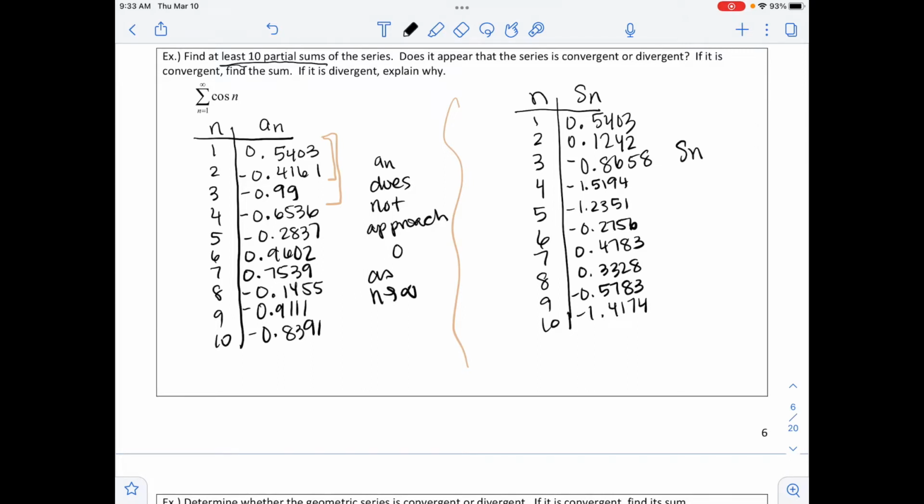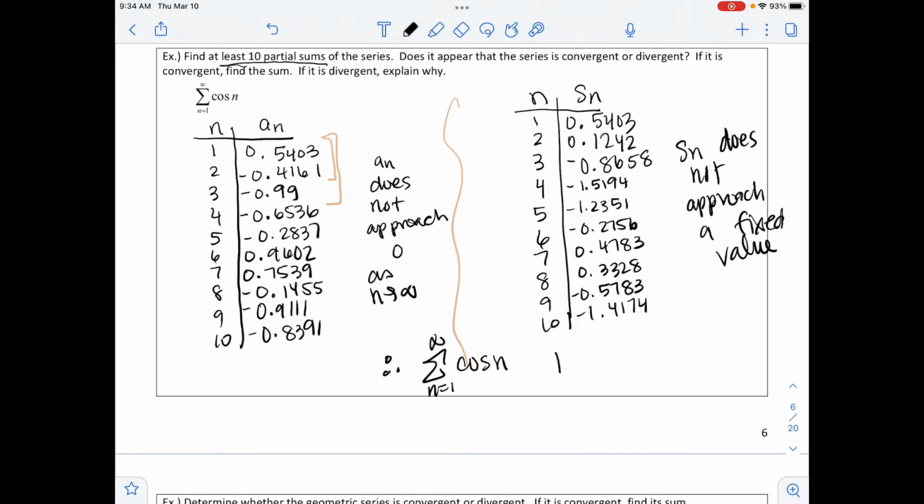So S of n does not approach a fixed value. And because a sub n is not approaching 0 as n goes off to infinity, and S of n does not approach a fixed value, we can say that therefore the sum from n equals 1 to infinity of cosine of n will diverge.